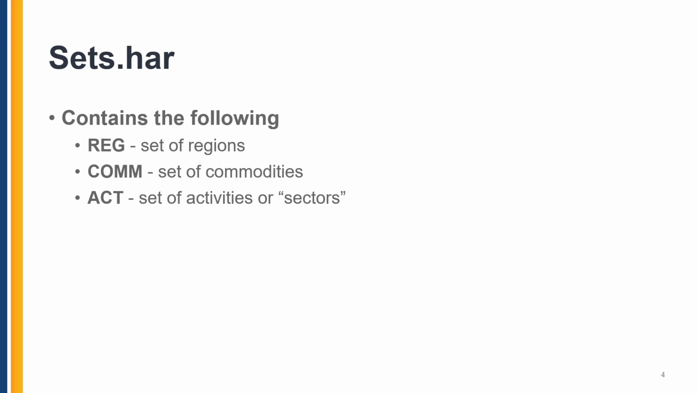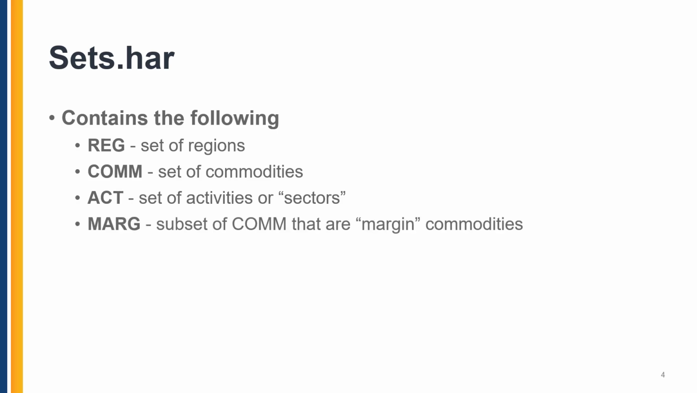The sets file will always contain the following items. Reg is the set of regions. Com is the set of commodities. ACT is the set of activities. Marg is the set of margin goods. And ENDW, which is the set of endowment commodities, or what we might call factors.